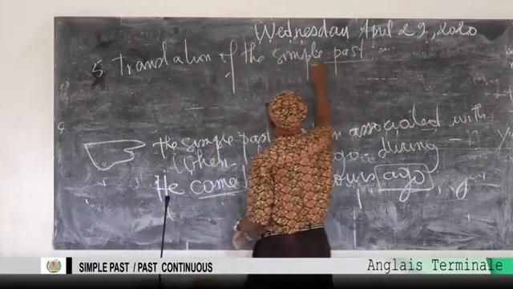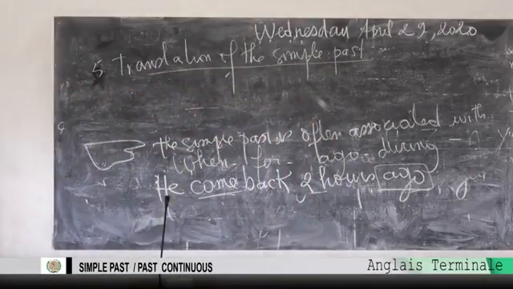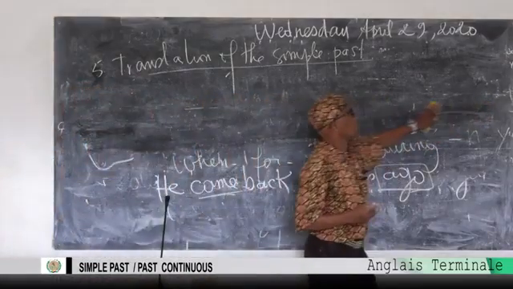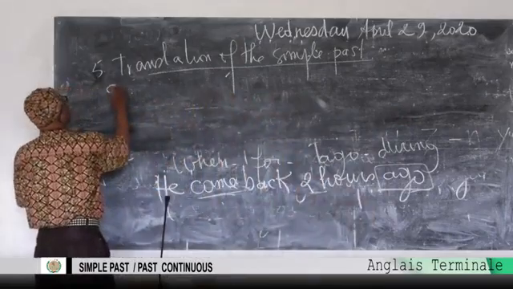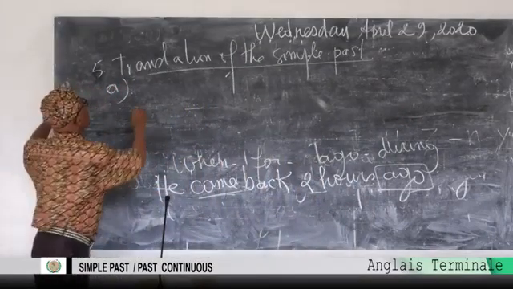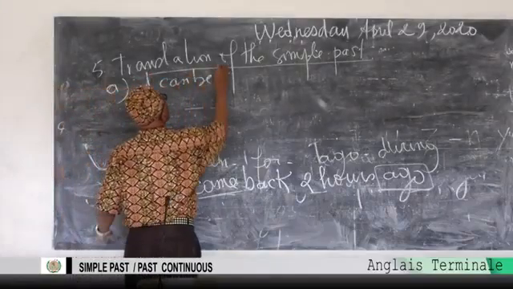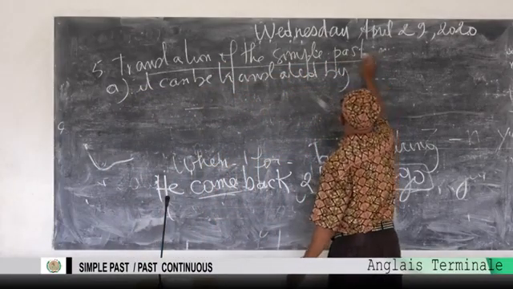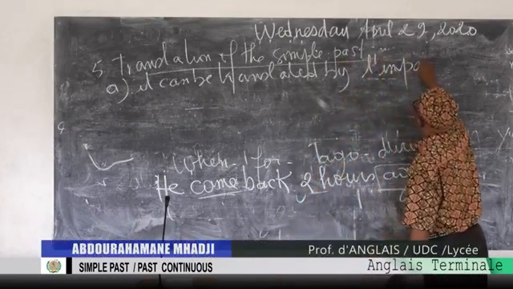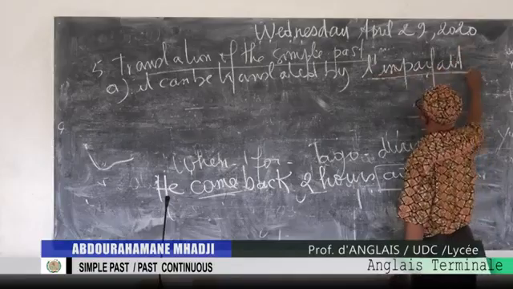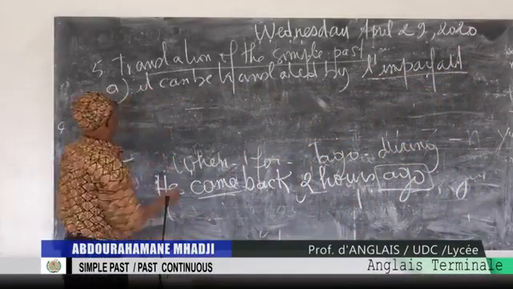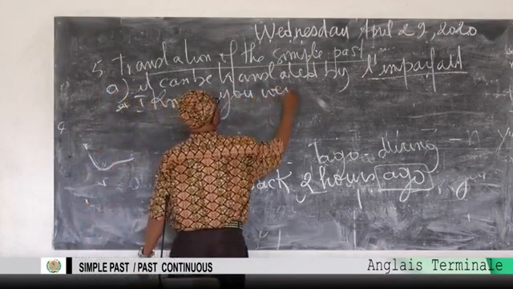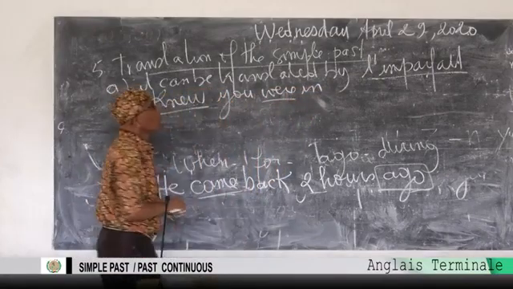So the simple past has three different translations. First, it can be translated by what we call l'imparfait. For example, you can say, I knew you were in.